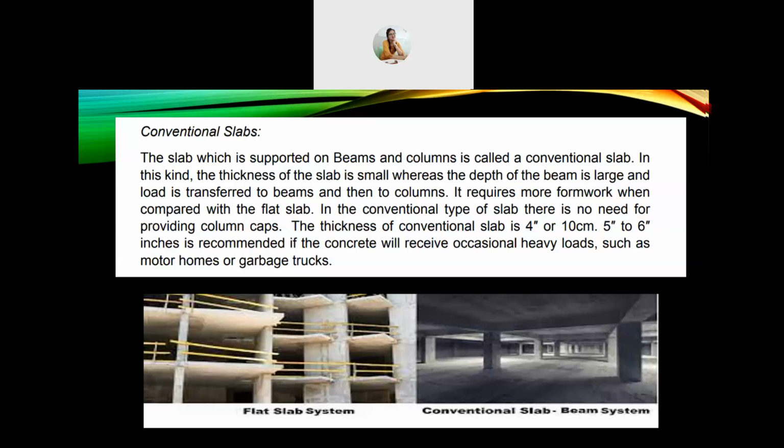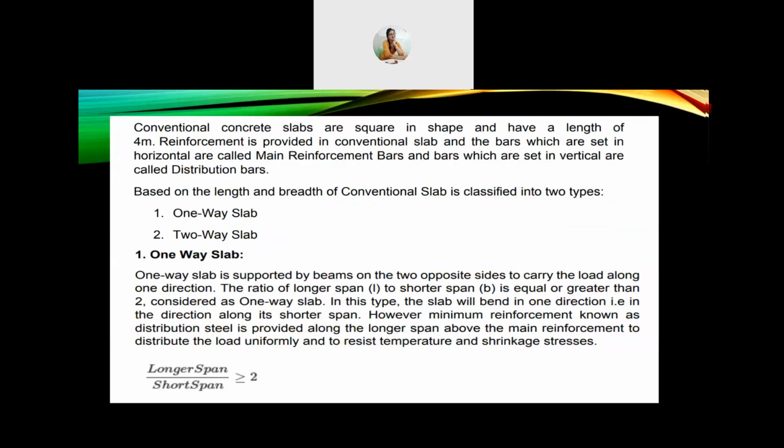The thickness of conventional slab is 4 inches or 10 centimeters. 5 inches to 6 inches is recommended if the concrete will receive occasional heavy loads such as motor homes or garbage trucks. Conventional concrete slabs are square in shape and have a length of 4 meters. Reinforcement is provided in conventional slab, and the bars which are set horizontally are called main reinforcement bars, and the bars which are set vertically are called distribution bars.